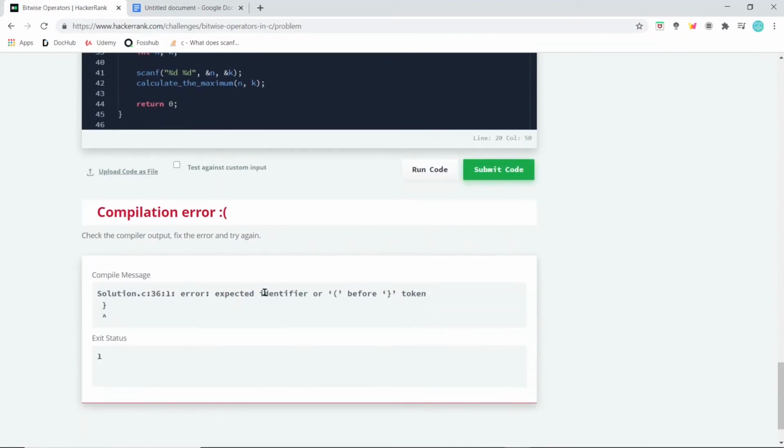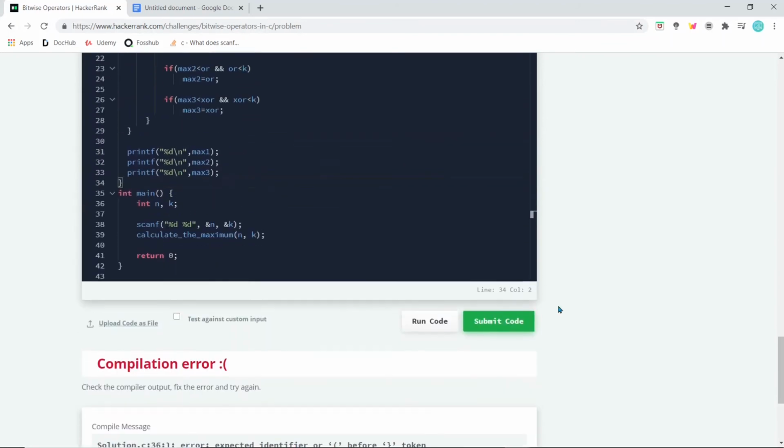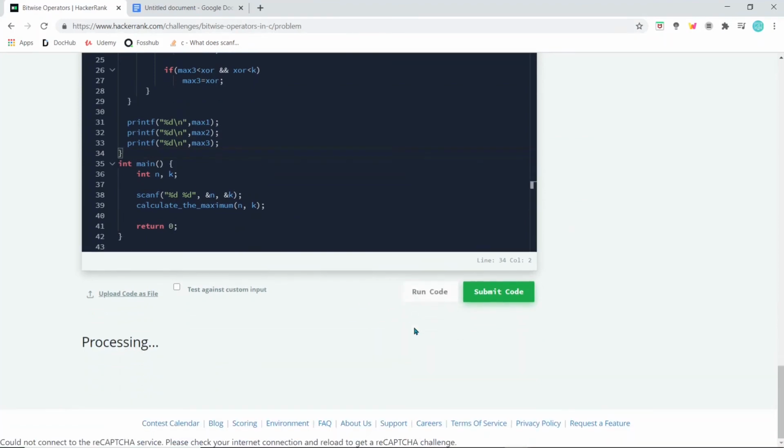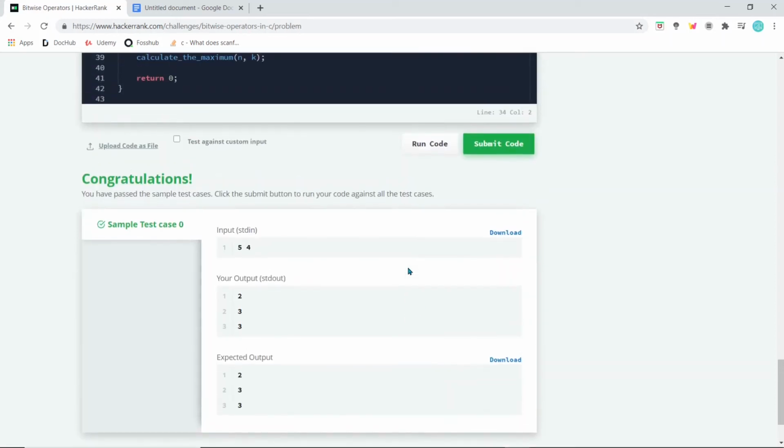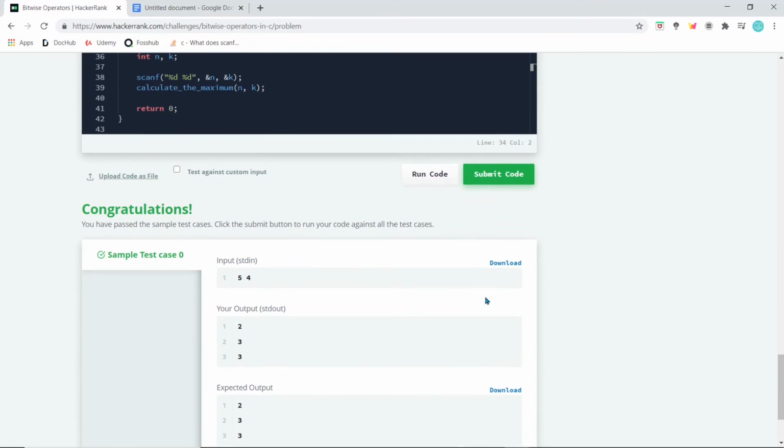Okay, so there is a compilation error on line 36. So we had a problem here. We had 2 brackets. We had to erase 1 bracket. Let's run the code again. Okay, the sample test case has been passed. Now let's submit the code.